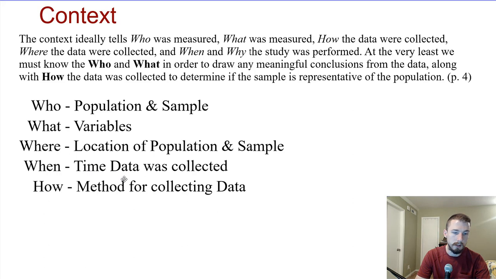When is the time the data was collected? That's pretty important, because if we take old data, we can't assume that it's still true, right? Like political polls, even political polls from a month ago or last week could be outdated. So it's very important, when we're publishing, that we tell when the data was collected. And then, what was the method that we used for collecting data? Again, very important to make sure that it's representative of the population.